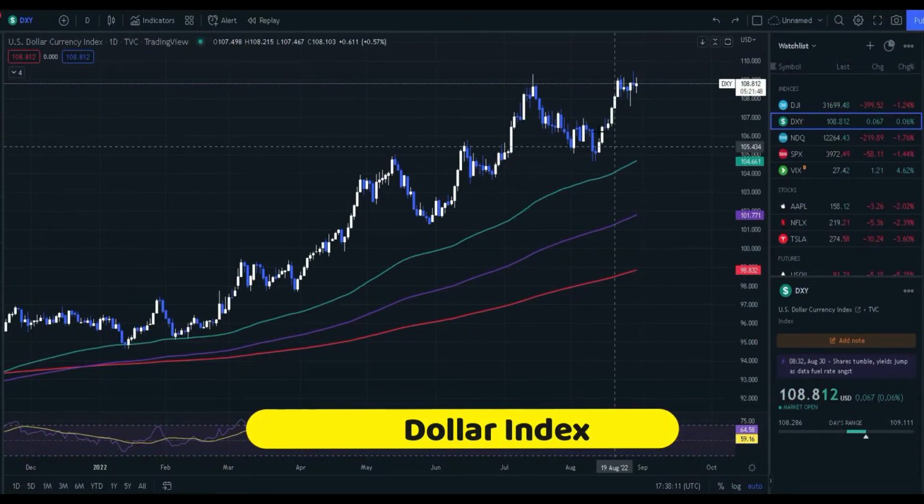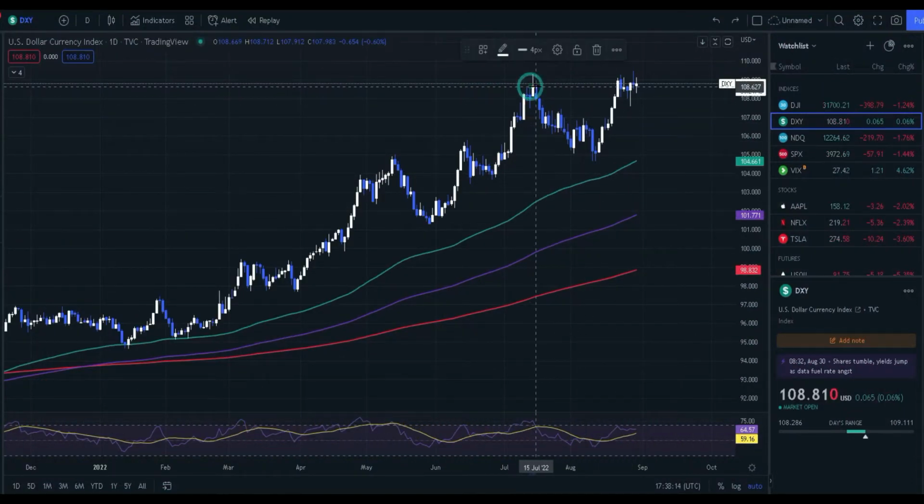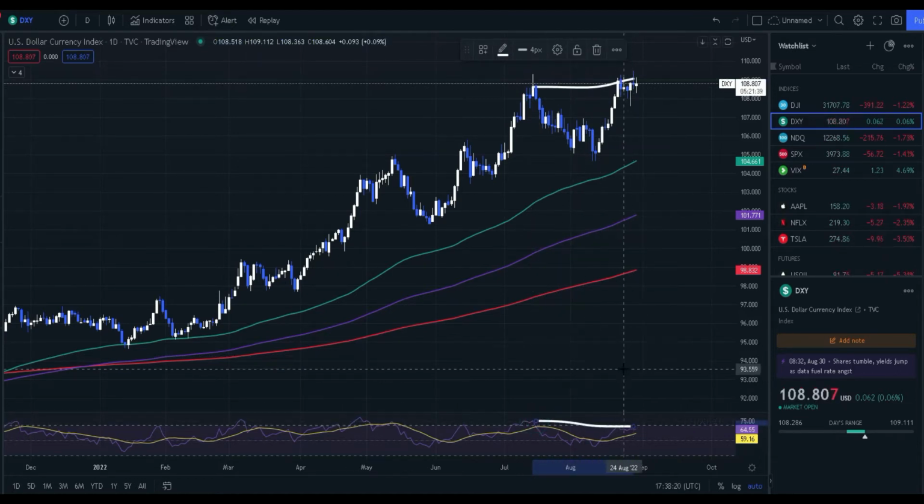Moving on to the dollar index, DXY. We can see we have a very small higher high forming currently, but if you look at the RSI, this is going down. So we are at a bearish divergence, which means some correction is possible. Also, given that RSI has gone to 64, almost overbought, so some correction is possible, maybe towards 106, 105. This area might be interesting for the dollar index.